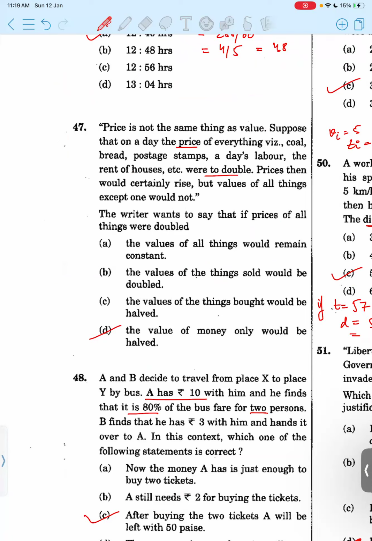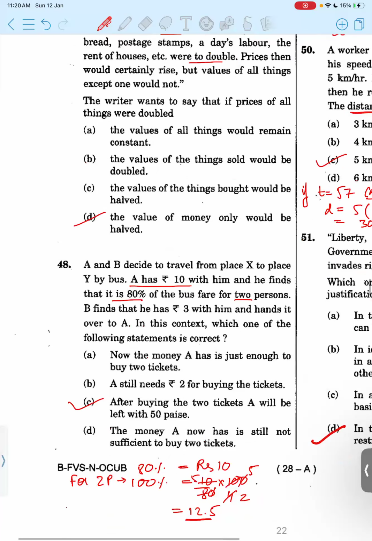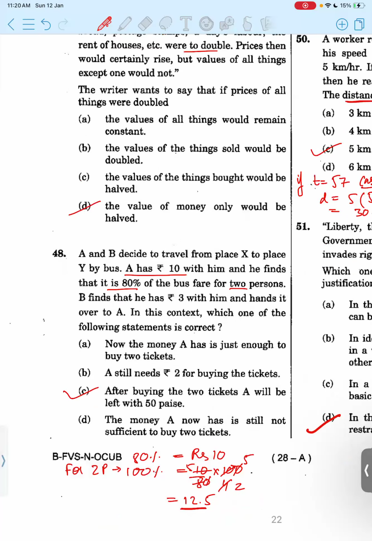Then we have a small passage. It states that price is not the same. We have to find out what the writer wants to say, that if the prices of all these things were doubled, which option is most appropriate? So I believe it should be that the value of money would be halved because prices have doubled. Option D.